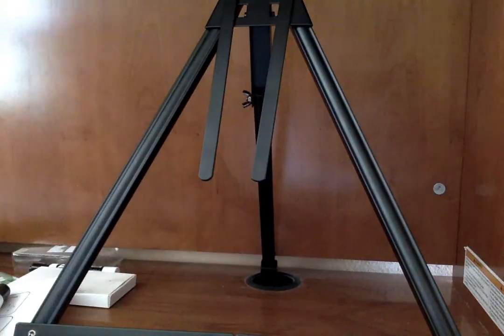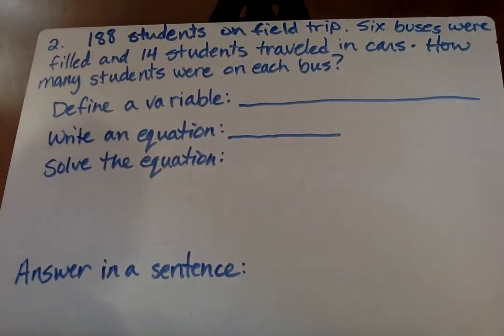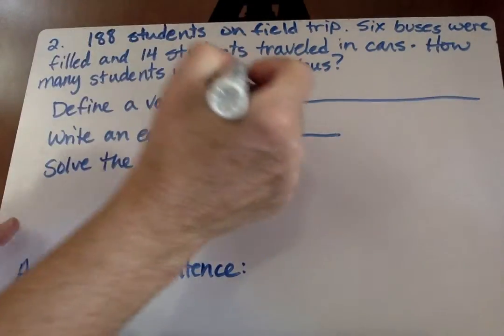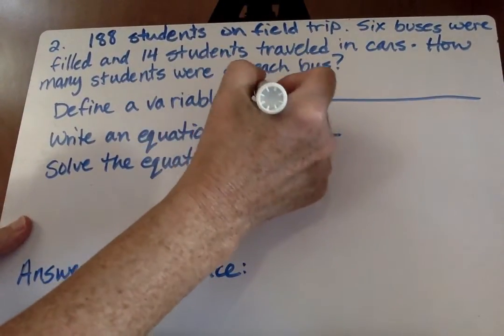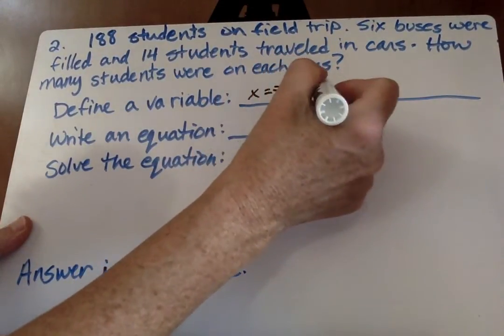Number 2: 188 students on a field trip. 6 buses were filled and 14 students traveled in cars. How many students were on each bus? So define a variable. x equals number of students on each bus.